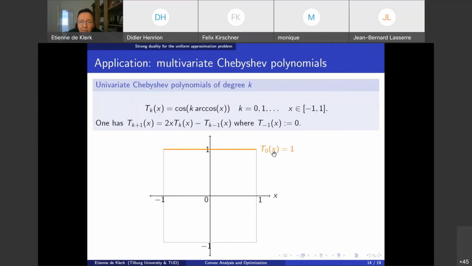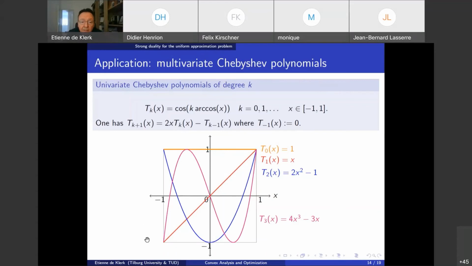So the first Chebyshev polynomial is just 1 on the interval [-1, 1]. And then if we use this recurrence relation, we find that the first one is the line T1(x) = x. The second one is this parabola 2x squared minus 1. And the third one is this polynomial.